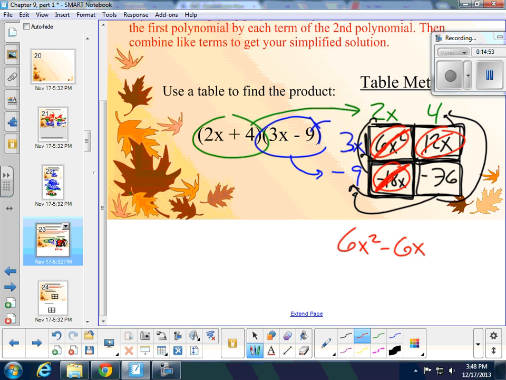That's kind of like using our first section, combining like terms, or something we've done in the past. Lastly, I have that minus 36 there, so I'm just going to write minus 36.